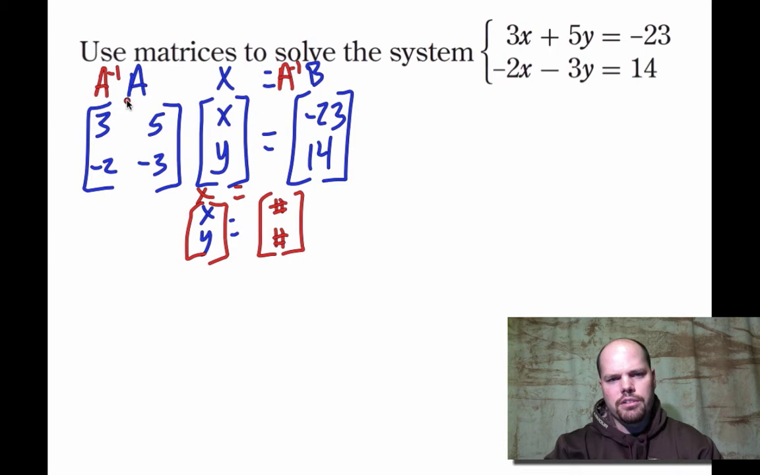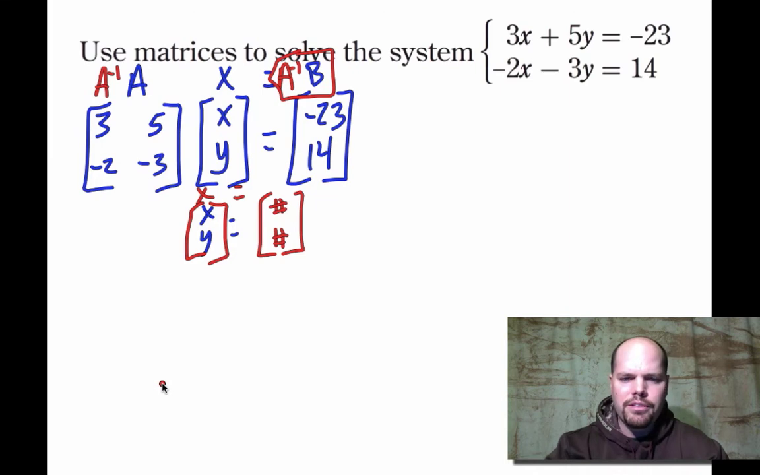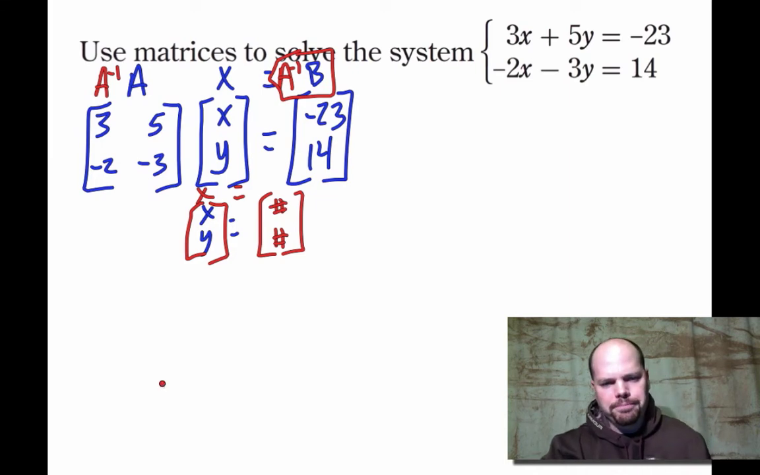Let's use the technology of our calculator to do that. On this side we really don't have any work because we know the inverse times this is going to be the identity matrix. So really all we need to get in our calculator is the inverse of A times matrix B, and that is going to be our solution. So let's grab your calculator and do it.